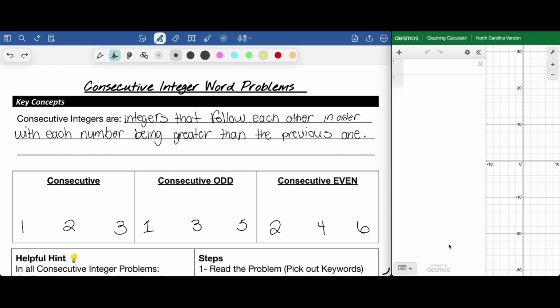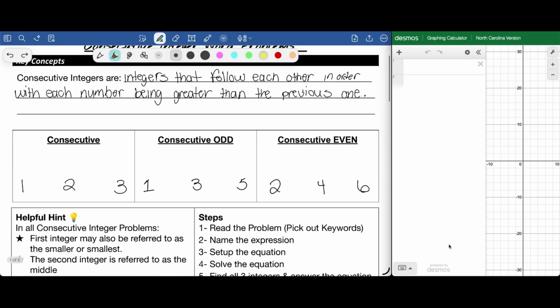Now, what I mean by in order is one number after the other. But if you notice in the next part, we have three different types. We either have consecutive, consecutive odd, or consecutive even. Let's look at the consecutive side first. What you're going to see is that you have your first number. And when you solve these problems, you're going to get the first number every time. Okay. But what we have to do is go from that first number to the next number.